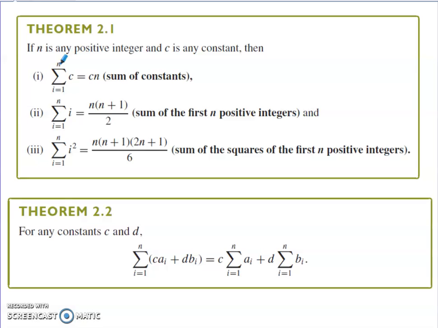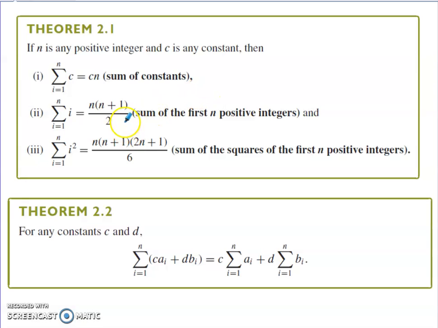Now, this particular summation that you see in numeral 1 here is just adding up a bunch of constants. So if I was to add up a constant n times, the way that I can compute that sum is c times n. That should make a decent amount of sense. So this summation formula that you're seeing at the top is going to make the most sense.